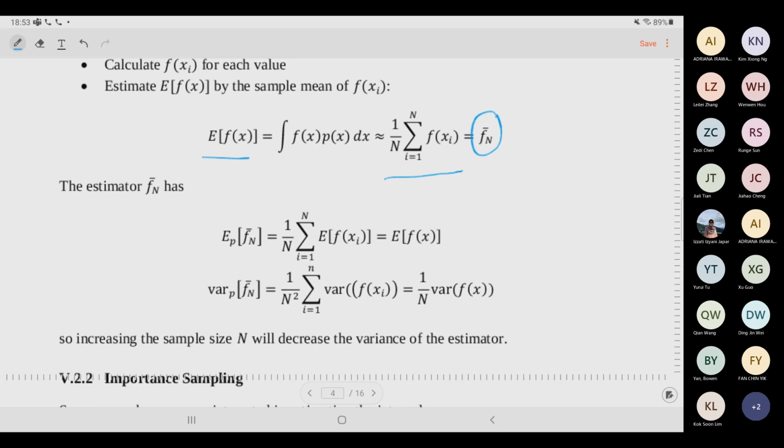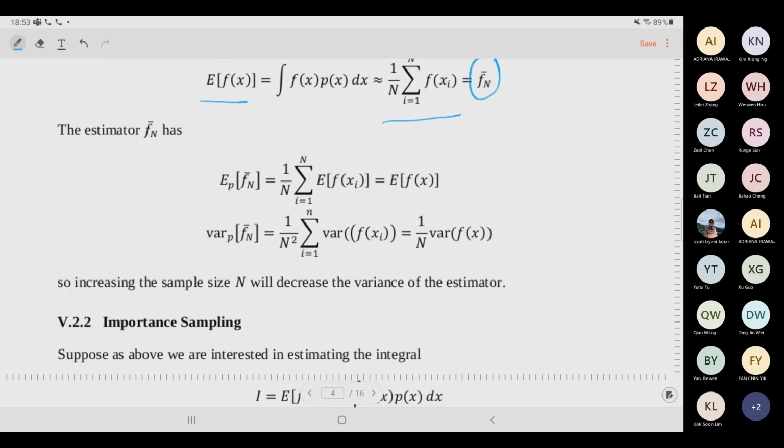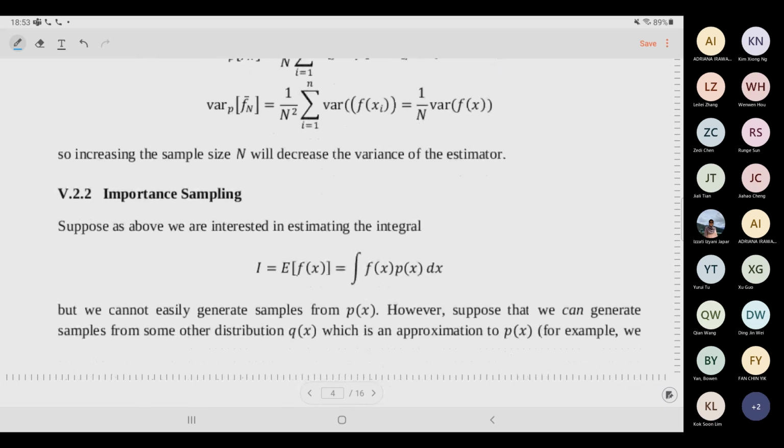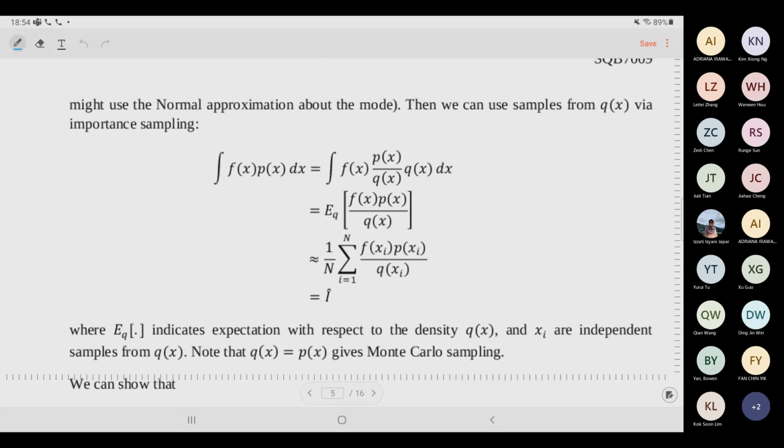So that is the basic one. The other way you can use Monte Carlo is called importance sampling. Here, for example, we want to estimate the function f(x) against the PDF p, but p is hard to generate samples from. But we can use another distribution, q, which is easier to sample from, and which is an approximation to p. For example, your p can be complicated, and your q can be the normal distribution.